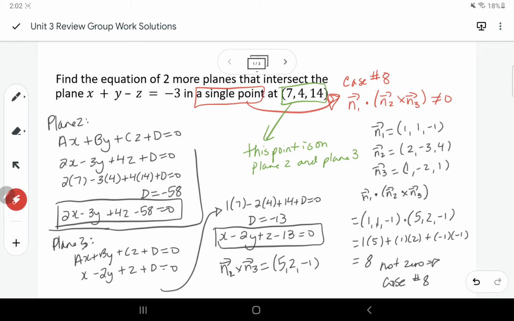If I had gotten a 0 here, just by terrible bad luck, I would have gone back and gotten rid of one of these planes that I had found and just found a different plane. Find a different equation of a different plane and double check that again. Like I said, there are an infinite number of different planes that you could pick. The odds of you getting 0 are pretty slim. You do need to check it.